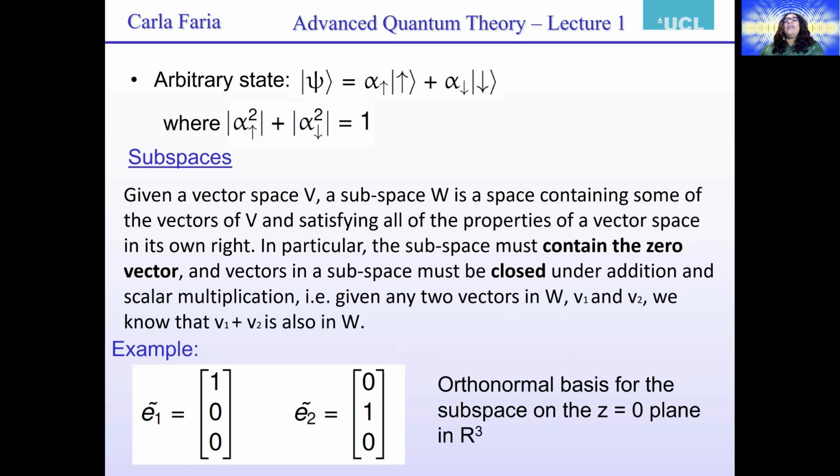For instance, if you consider these two column vectors here, you see that they define an orthonormal basis for a subspace, the z equals 0 plane in R3. And if you think about the xy plane, you see that in fact it satisfies all the properties of a vector space that I'm talking about above. So you can actually ensure that it is a subspace.